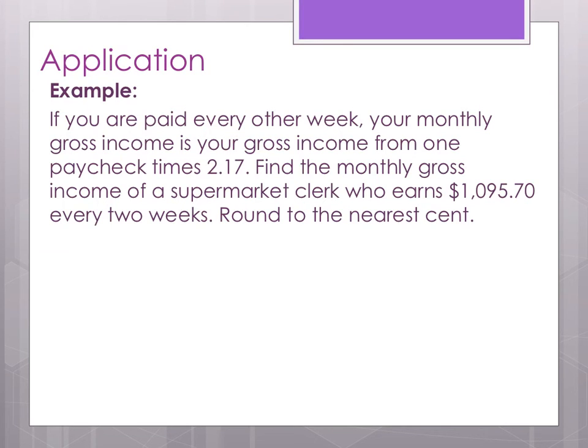Finally, an application problem. If you're paid every other week, your monthly gross income is your gross income for one paycheck times 2.17, because there's just a little bit more than 4 weeks in a month. Find the monthly gross income of a supermarket clerk who earns $1,095.70 every 2 weeks. And then we're going to round that to the nearest cent. The nearest cent means the hundredths place, or 2 places past the decimal.